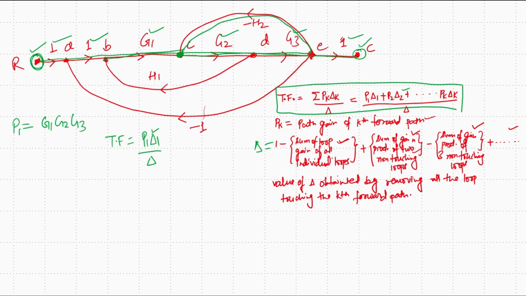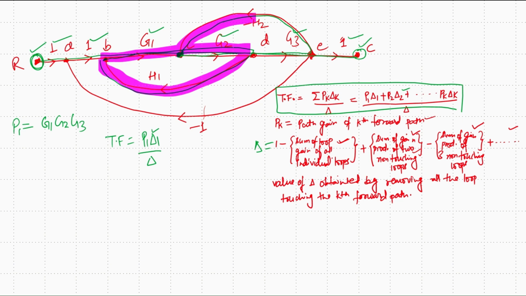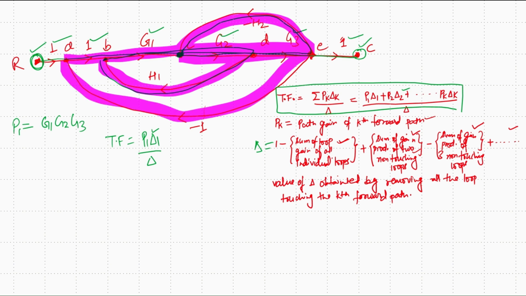Again, this is also a loop which starts and terminates at this position. Let me highlight this. This is also a loop here, and this is also a loop, which starts and terminates in this position. So basically there are three loops. Let us define these as L1, L2 and L3.